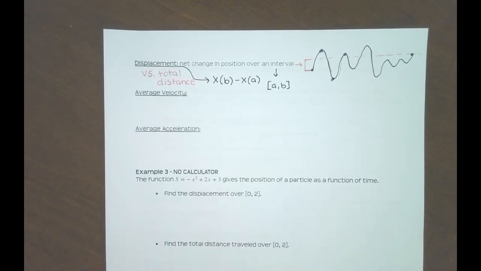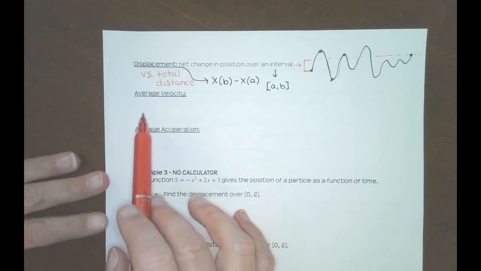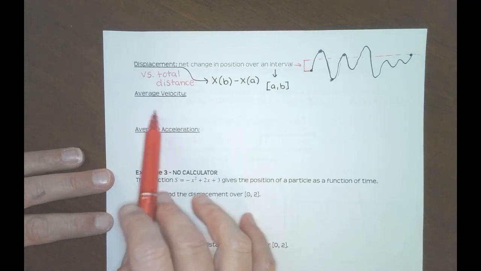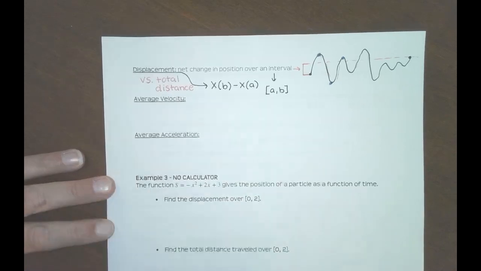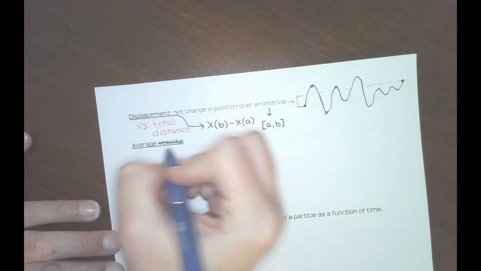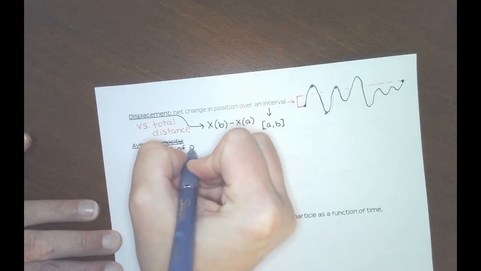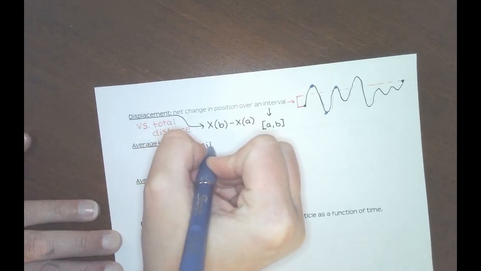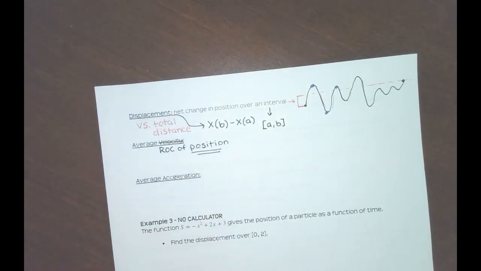Okay. The next two that I want to focus on, these are super commonly missed problems, so make sure you tune in on this. If I ask about the average velocity, this is going to be an average rate of change, but it's not the average rate of change of the velocity. Velocity is the rate of change of position, right? Okay, because that's what velocity is.